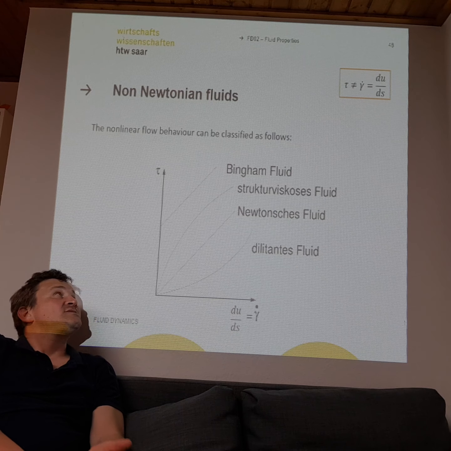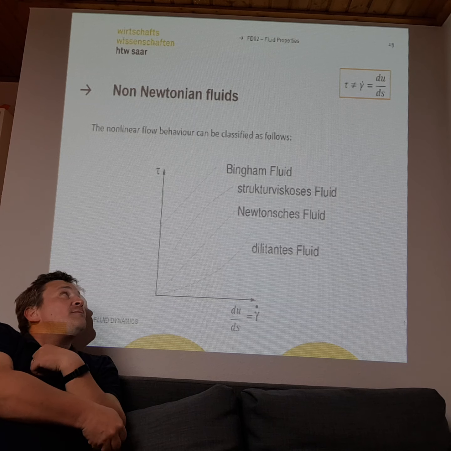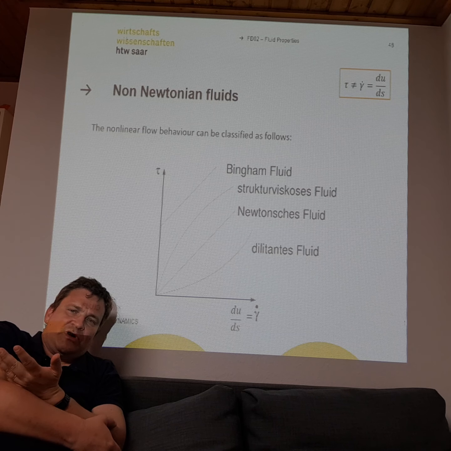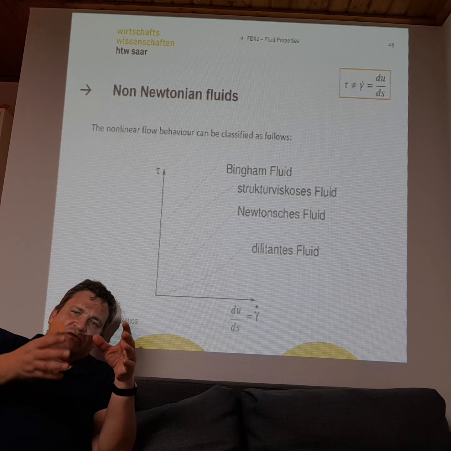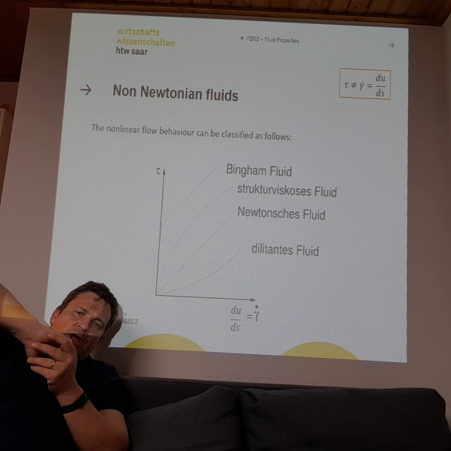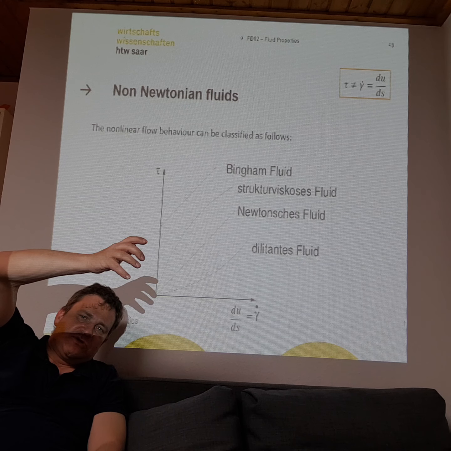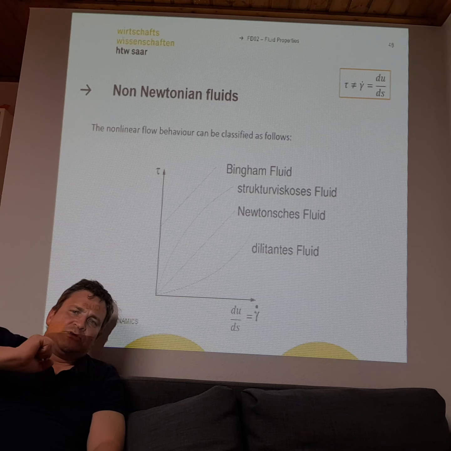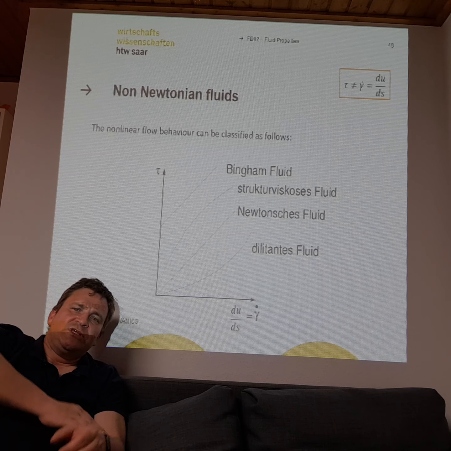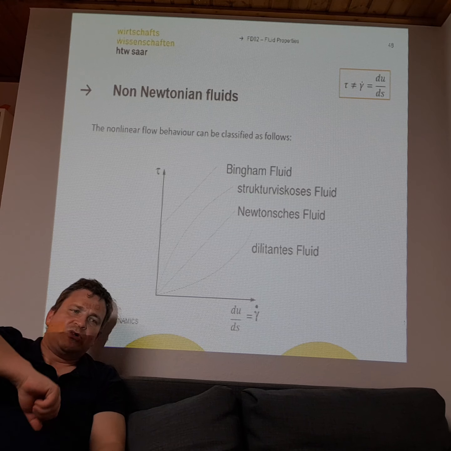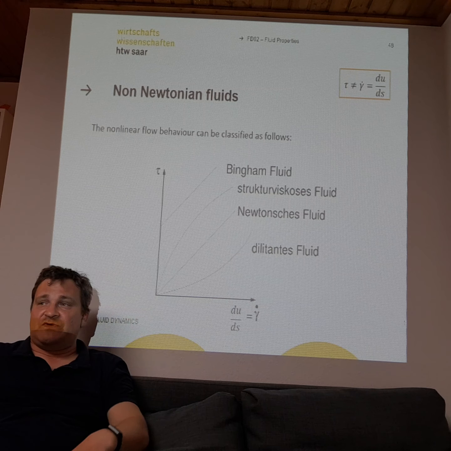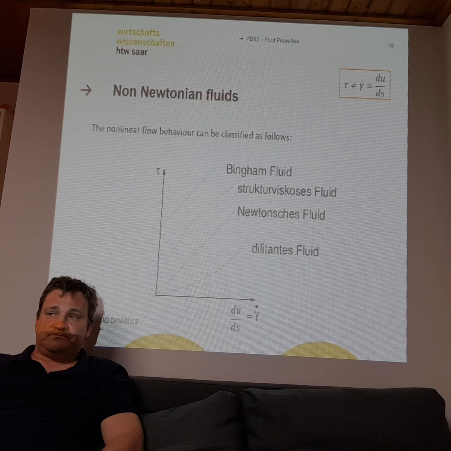But what is, for example, a Bingham fluid? A Bingham fluid can be ketchup, for example. What happens if you have a bottle filled with ketchup and you turn it around? Nothing happens. The ketchup will not flow out of the bottle. You need to push on the top of the bottle. You have to introduce some shear stresses, and then the ketchup will come out of the bottle.